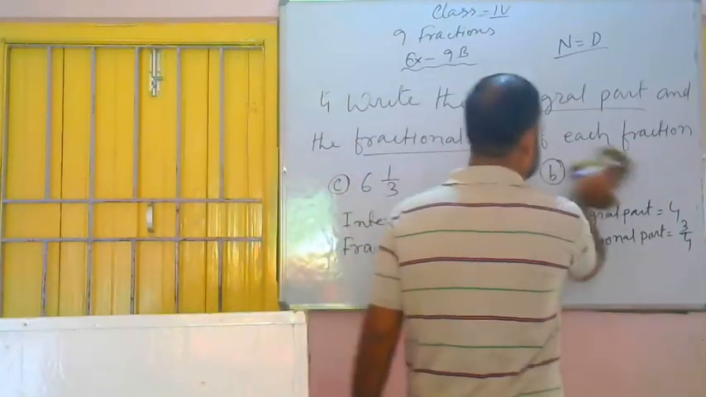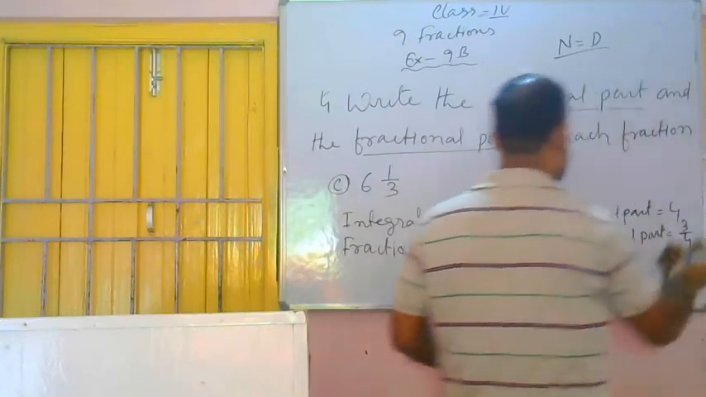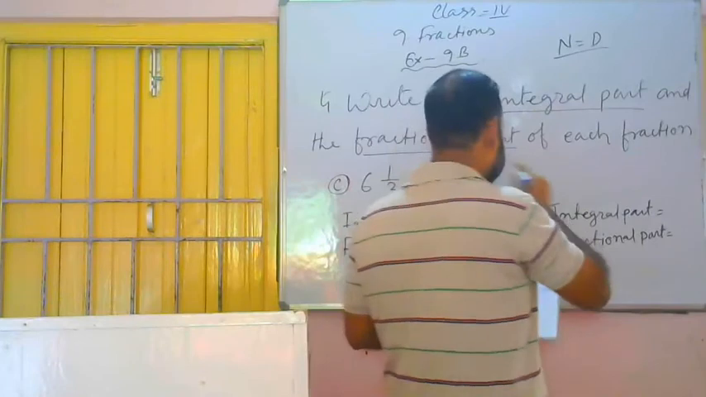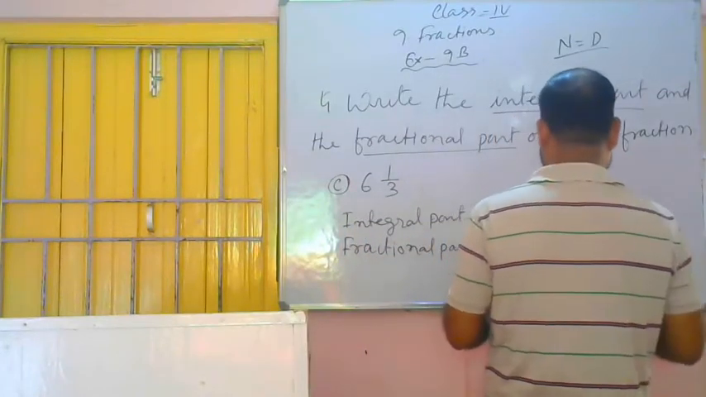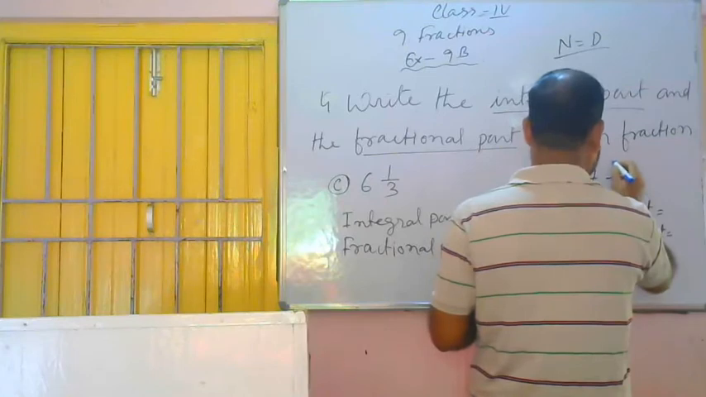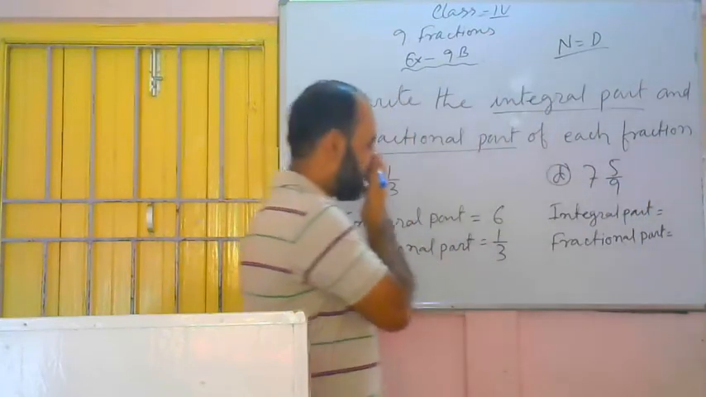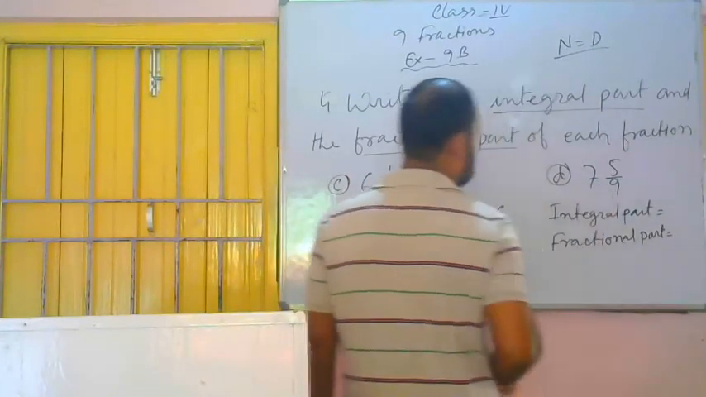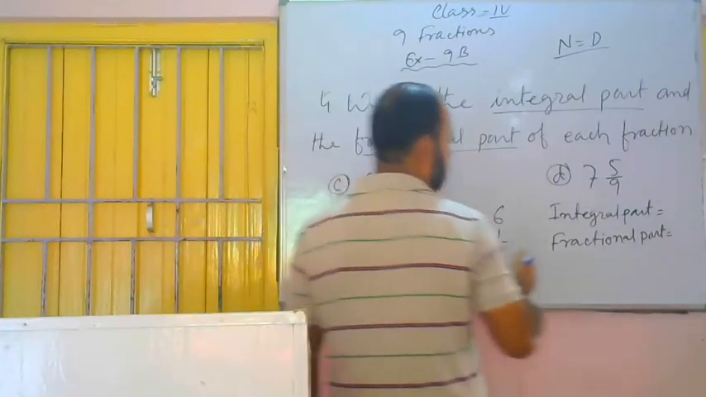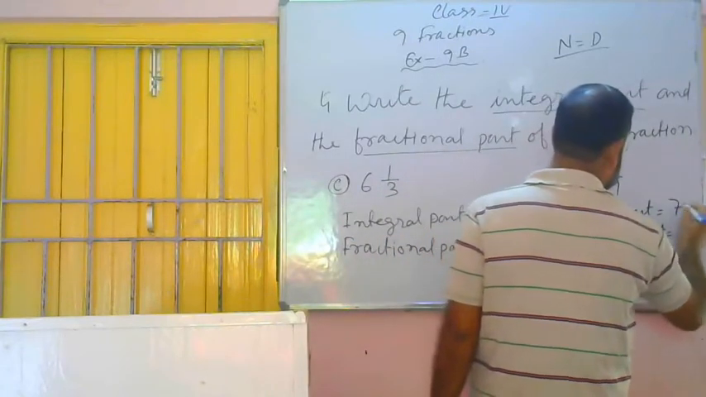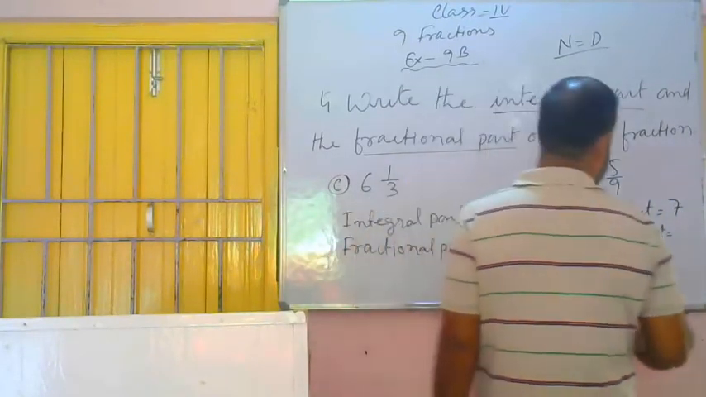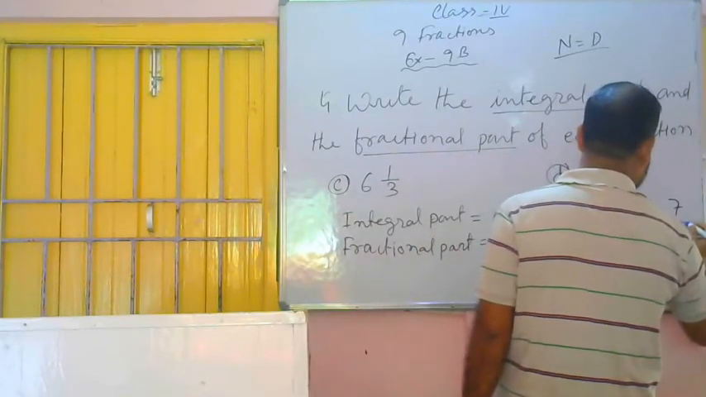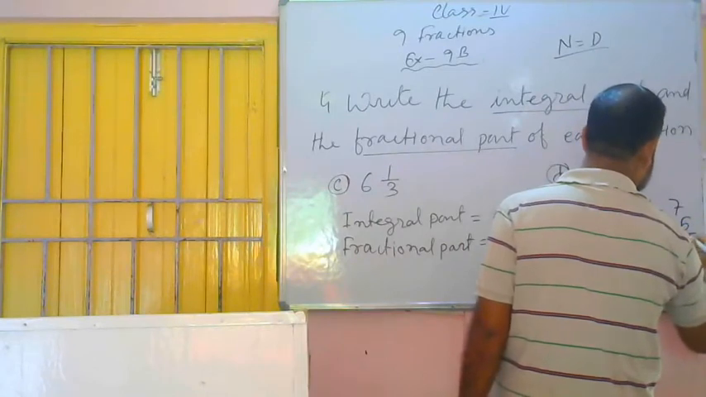Next, question number D, 7 5/9. So here 7 is the whole number, and the whole number is the integral part. The integral part is 7 and 5/9 is the fraction, so it is the fractional part: 5/9.